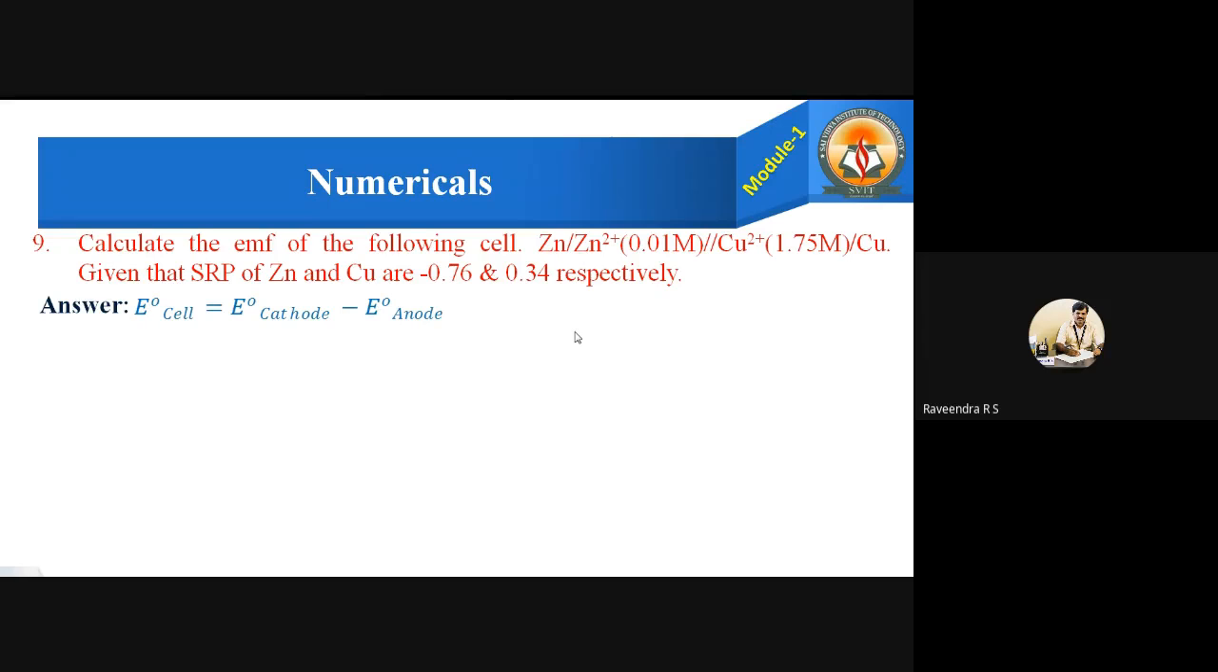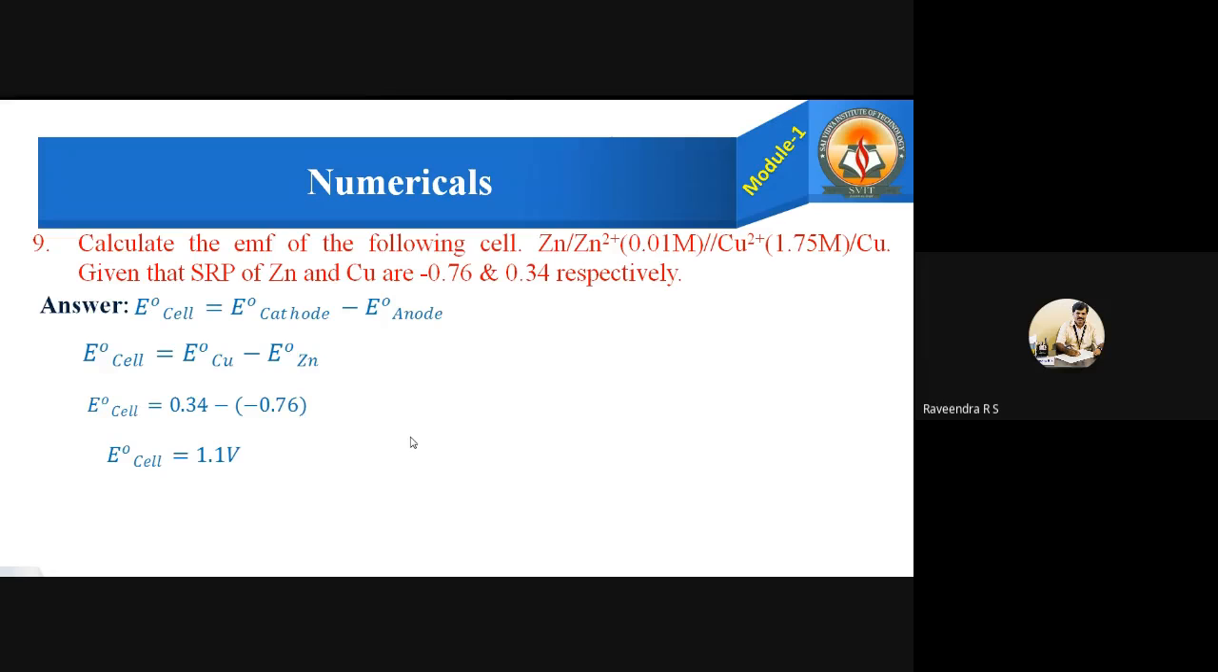How to calculate this? Let us go to the first calculation, that is E naught cell. This is a well-known formula. E naught cell equals E naught of cathode minus E naught of anode. So here the cathode is copper and zinc is the anode. Zinc is more anodic than copper, that is, we know that. So E naught cell equals E naught of copper minus E naught of zinc. Copper and zinc values are already given in the problem. Copper is 0.34 and zinc is minus 0.76. Therefore, the answer is E naught cell equals 1.1 volts.